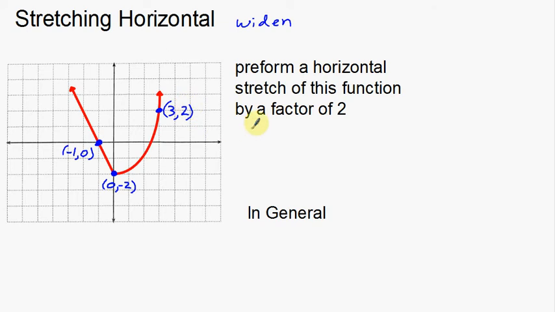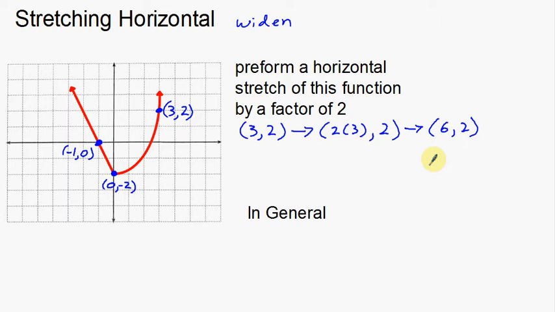Let's take this first point right here, (3, 2). We are widening, stretching horizontally, along the x-axis. So we're going to take the x-coordinate, 3, and multiply it by a factor of 2. The y-coordinate we're going to leave alone. It's only the x-coordinate that's going to be affected. Horizontal stretching is widening, which only affects the x-coordinate. So I multiply the x-coordinate by 2, which gives me a new coordinate of (6, 2).